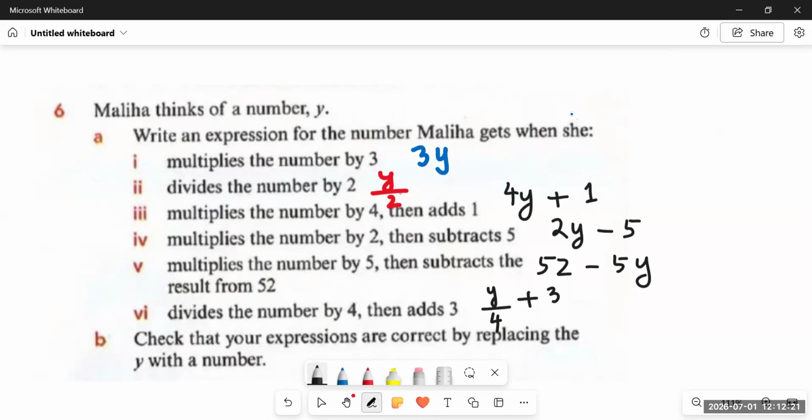Then multiply the number by 5. So it's 10 fives are 50. Then subtract the result from 52. So it will be 52 minus 50, that's 2. Divide the number by 4. 10 divided by 4 is 2.5. Then add 3. So it's 2.5 plus 3, and that's 5.5. Okay.